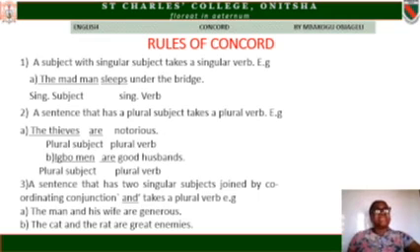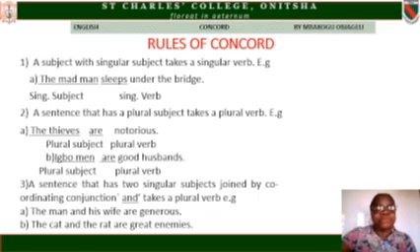Now, the second rule is: if a sentence has a plural subject, it takes a plural verb. Example, the thieves are notorious. In that sentence, you can see that the subject of the verb is thieves, and thieves is plural. It has to enter into agreement with a plural verb. The thieves are notorious. Igbo men are good husbands. That's another example. You have men, plural, entering into agreement with are, plural.